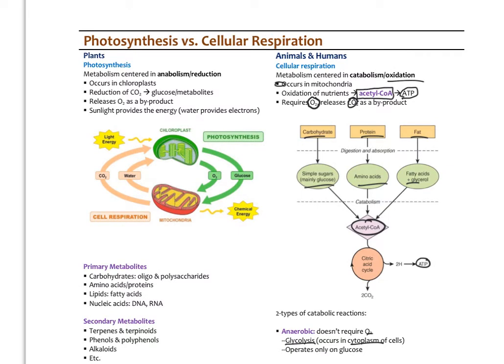Plants, of course, do the opposite. They are able to do photosynthesis, and some other organisms can photosynthesize as well. And this is really centered around anabolism and reduction reactions. The specialized organelle within plants is the chloroplast, so any organism that has a chloroplast can photosynthesize. We think chloroplasts and mitochondria actually came from primitive bacteria that formed a symbiotic relationship with eukaryotic cells, and that's why we see a lot of similarities between chloroplasts and mitochondria.